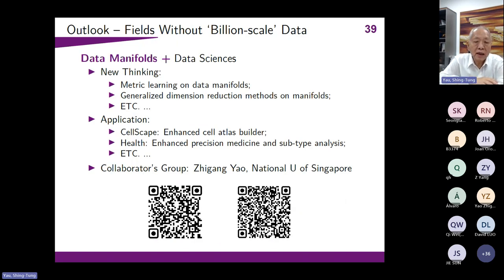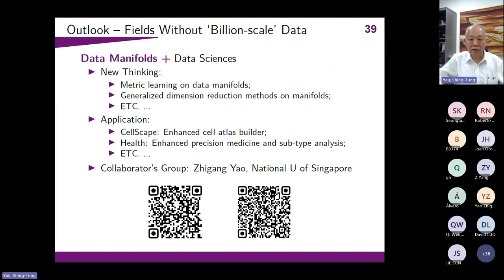Well, let's summarize what we have said so far. It's a field not necessarily with billion-scale data. Data manifolds plus data science. We have thinking of metric learning on data manifolds, generalized dimension reduction, manifold methods on manifolds, etc., and the application to cellscape, enhanced cell atlas builder, health, enhanced precision medicine, and subtype analysis. And here's a group that we are collaborating with, Tsinghua Yau.